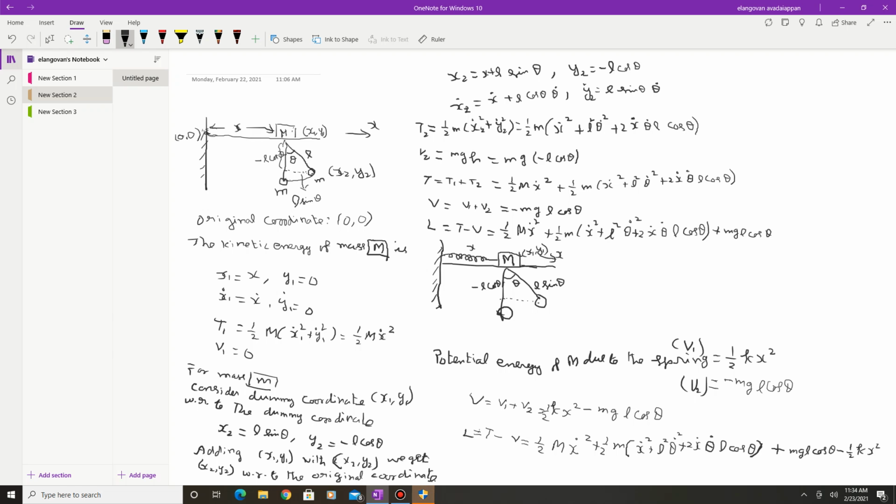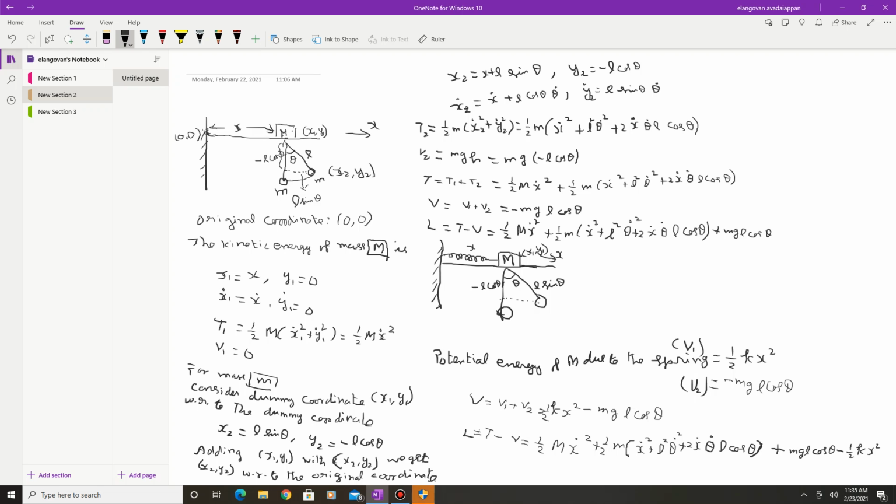Now a simple pendulum is attached to this block of mass M. There is a bob of mass m attached to this mass M. If the bob is raised to a certain height and released, you can expect an oscillation along this direction, and the angle between the length L and the vertical is theta.